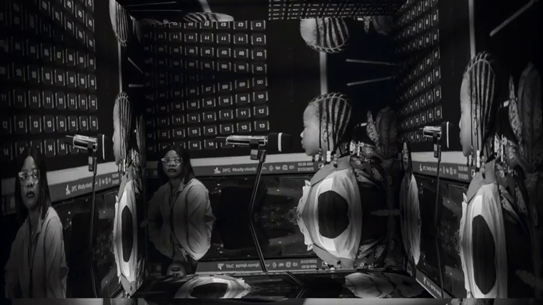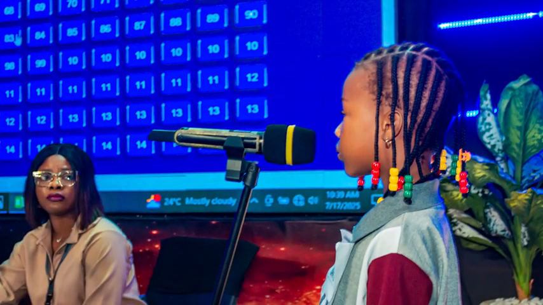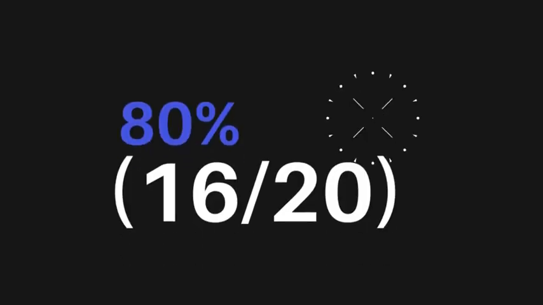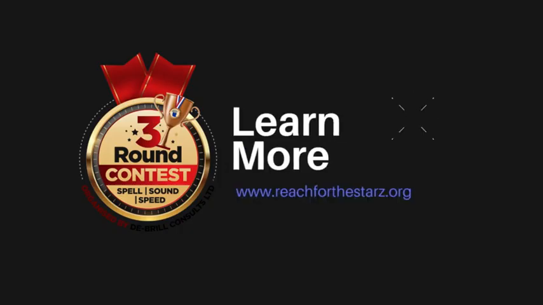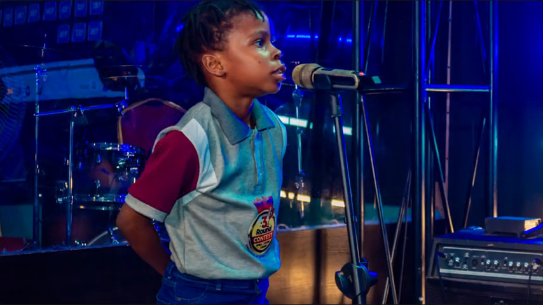Round 1 is straightforward. The moderator reads the word aloud. The contestant spells it, letter by letter, out loud. No writing, no hints, just the word, the student, and the microphone. Each contestant answers 10 questions. Each correct spelling earns 2 marks. The total possible score is 20 marks.